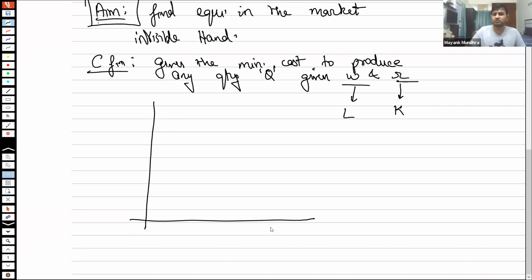So imagine that the different ways to produce 100 kilometers of highway is this isoquant Q. This is your labor axis, this is your capital axis. So you can maybe hire a lot of labor and make it happen, or maybe you can hire a very good machine which constructs roads and you can use it.